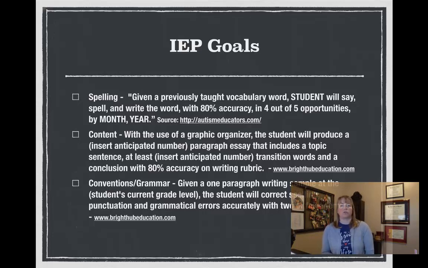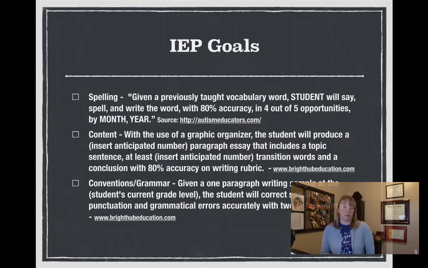Okay. So spelling words. Given a previously taught vocabulary word, the student will spell or write the word with 80% accuracy in 4 out of 5 opportunities. Now that kind of goal can be used from 1st grade to 12th grade, right? Because we can even have vocabulary words that are content specific. So if we're looking at social studies or science, it could fall into that. So that's a really good goal if you have a student who's struggling with spelling that you can work on every year, just building up those vocabulary words with them.